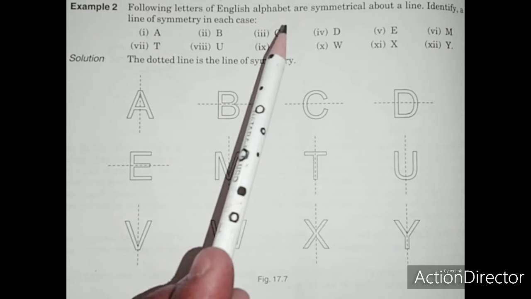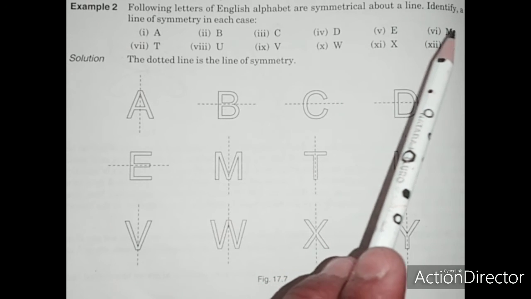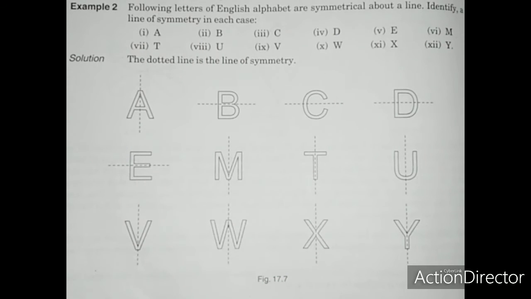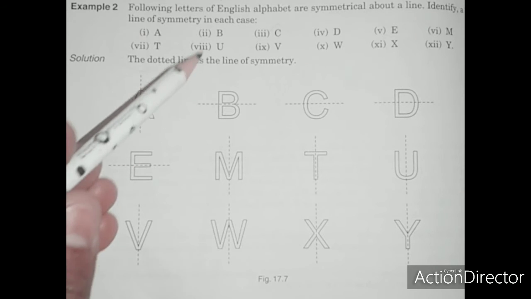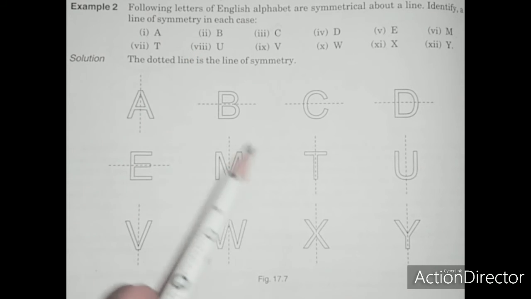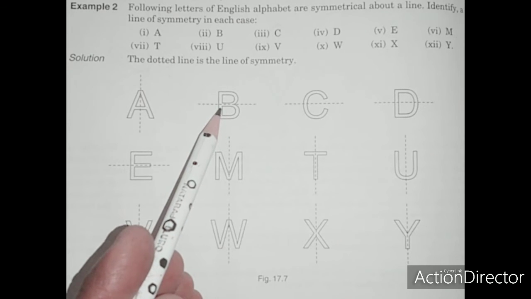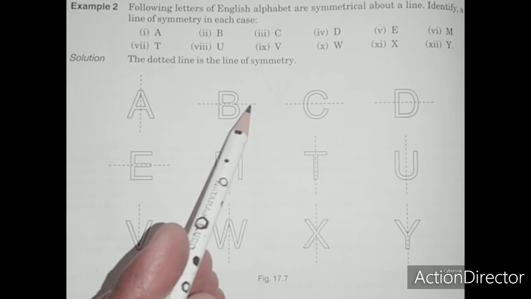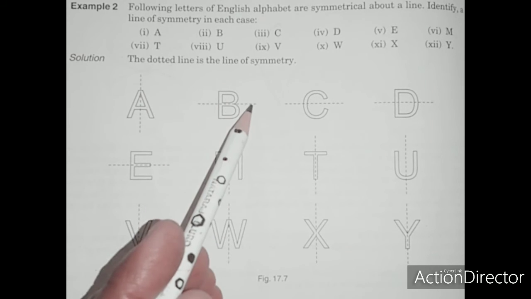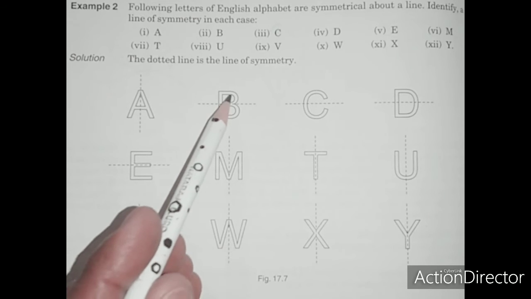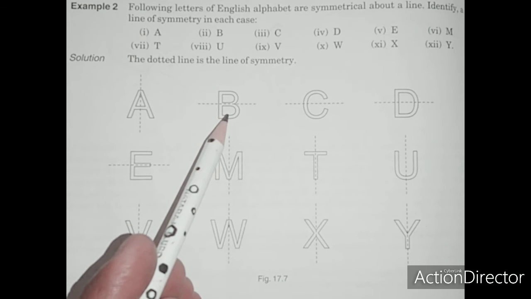Now here is an example. The following letters of the English alphabet are symmetrical about a line. Identify a line of symmetry in each case. Here these alphabets have a line of symmetry. The first alphabet, A. Here first we draw A like this. If we draw a line from here to here, these two parts are equal. The next figure, B. First we draw figure B, and after that we draw a line. If we draw a line from here to here, these two parts of alphabet B are equal.